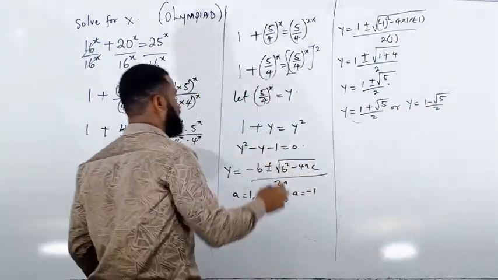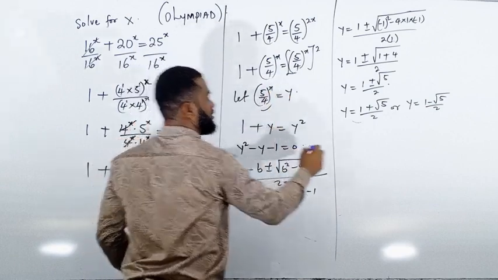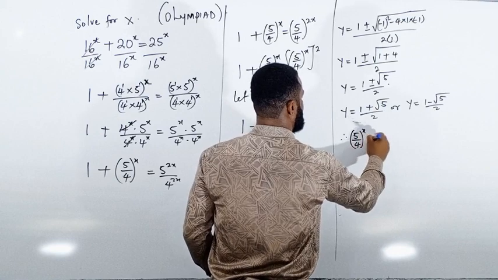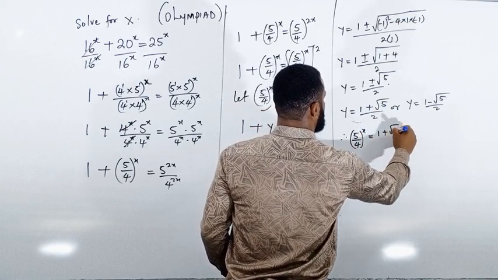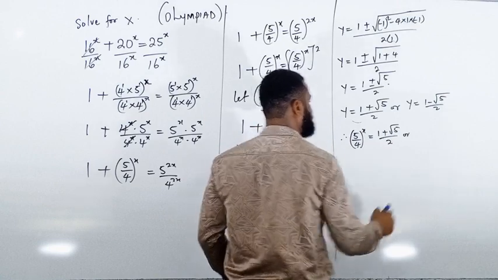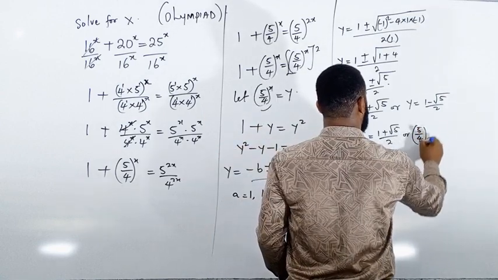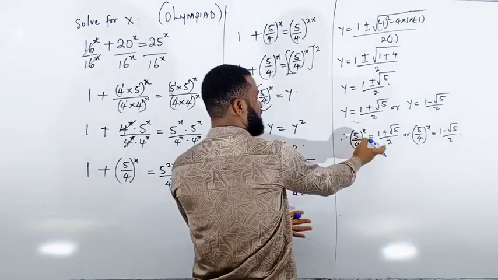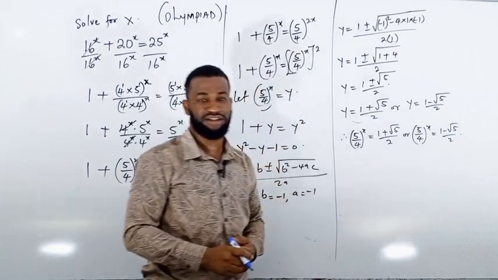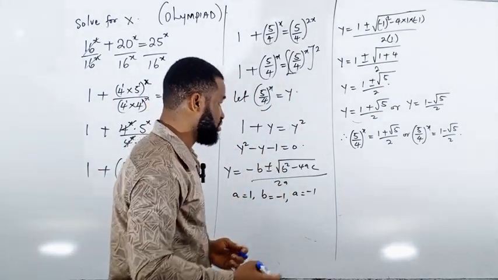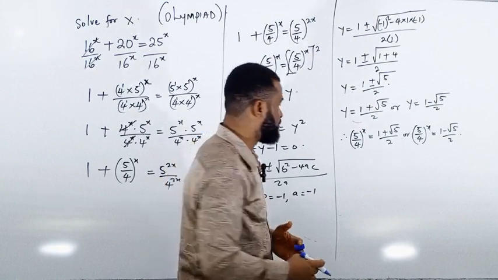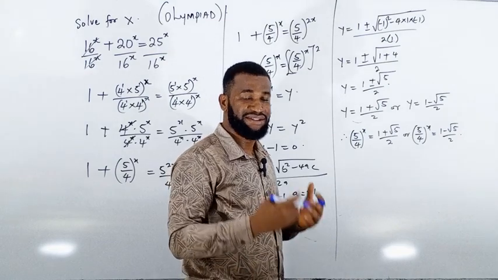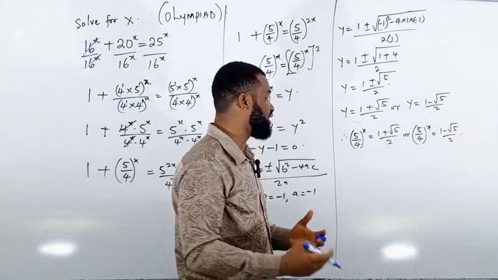But remember that y is not alone. Y came with this. Therefore, I'm going to say that 5 over 4 all raised to power x is equal to 1 plus root 5 over 2, or 5 over 4 all raised to power x is equal to 1 minus root 5 over 2. Now, for me to simplify this, I have to apply the logarithm. I'm going to take the logarithm of both sides, log base 10 or base e, to both sides of the equation.